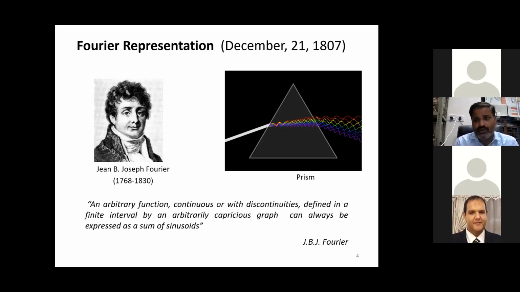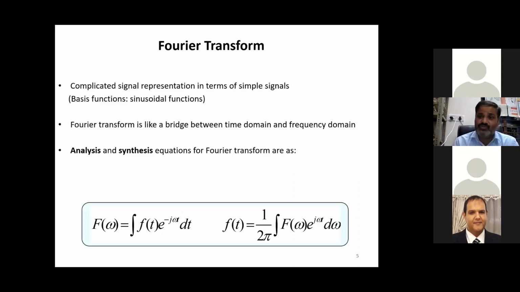And according to the Fourier transform, or this Fourier theory, a complicated signal can be represented with the help of sinusoidal functions, or this signal can be represented as a combination of sinusoidal functions. And it is a kind of bridge between time domain and frequency domain, called the analysis process. And if you want to come back from frequency domain to time domain, then we use the synthesis process.